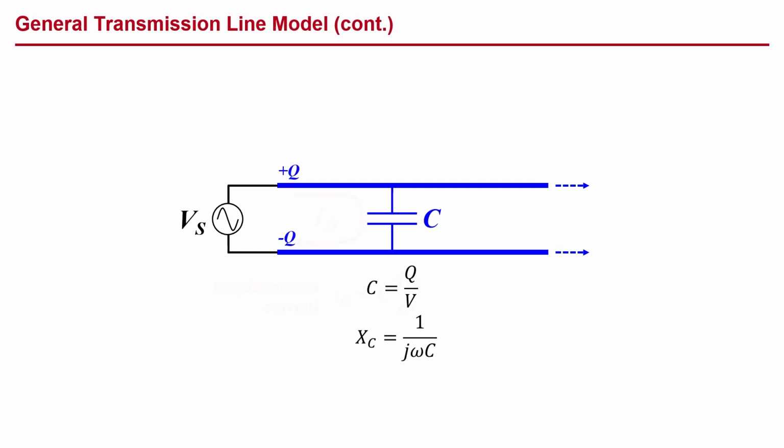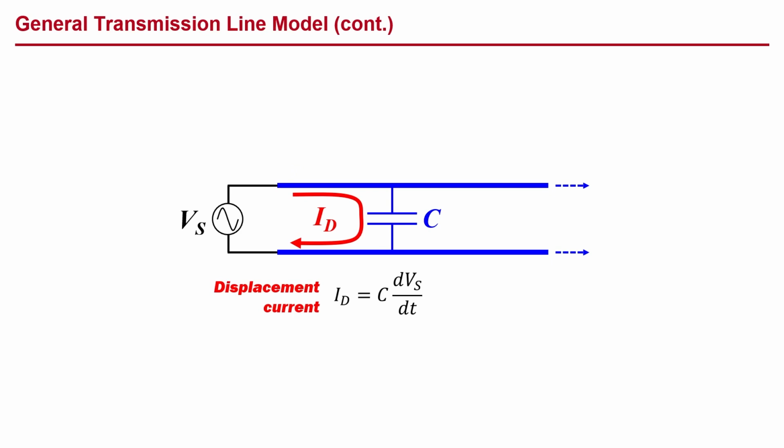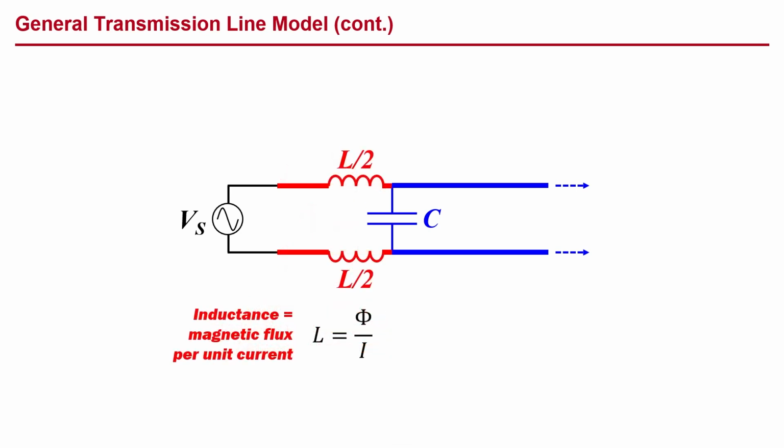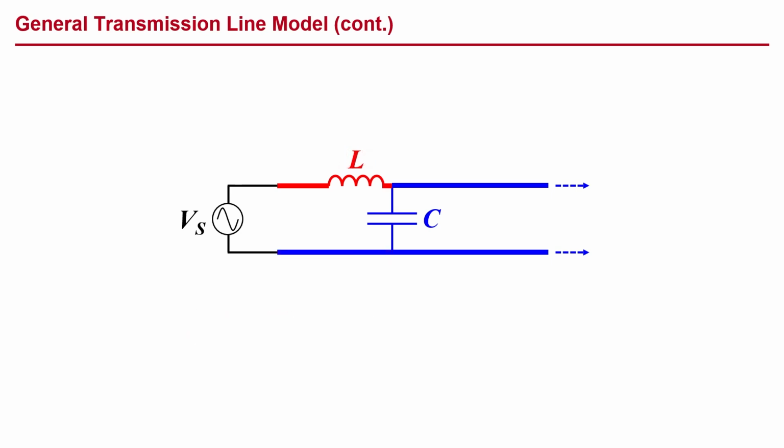Where there is capacitance, a displacement current can flow, equal to the capacitance multiplied by the time rate of change of the potential. And where there is current, there will be magnetic flux coupling through the loop between the conductors. Where there is magnetic flux, there is inductance, defined as the magnetic flux per unit current that caused it, and the inductive reactance, or impedance, is equal to j omega L. We generally simplify our equivalent circuit to put all of the inductance on the positive side as shown here. And this forms our lossless transmission line model.